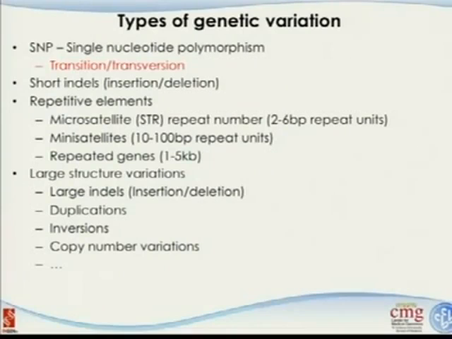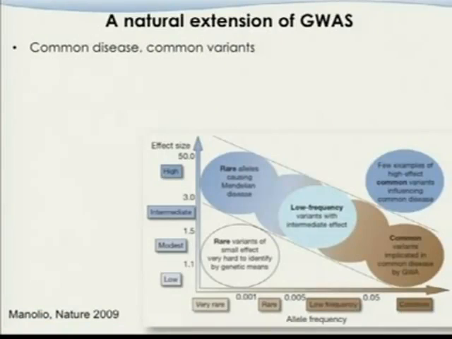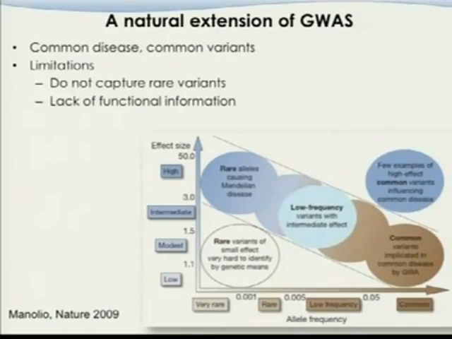And there's other type of genetic variants. It's short insertion deletions, repetitive elements, and large structure variants. And those are different types. And we talk about the GWAS. And so I'm not going to go very detailed on that.